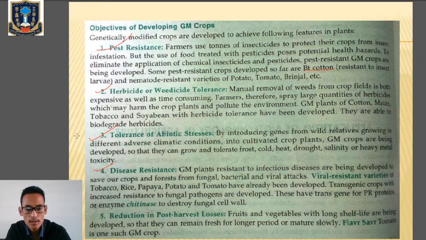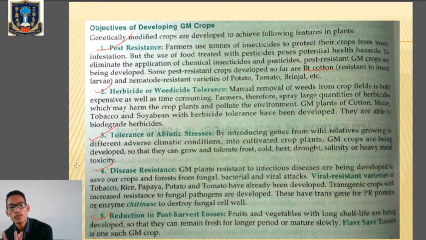Number 5 is reduction in post-harvest losses. So fruits and vegetables with long shelf life are being developed. That means after collection, we used to store the food, but during storage, lots of food used to be wasted. They start rotting. So what I mean is that in this case, by developing GM crops, we are increasing the shelf life of the crops so that they can remain fresh for a longer period of time. One such example is the Flavr Savr tomato.